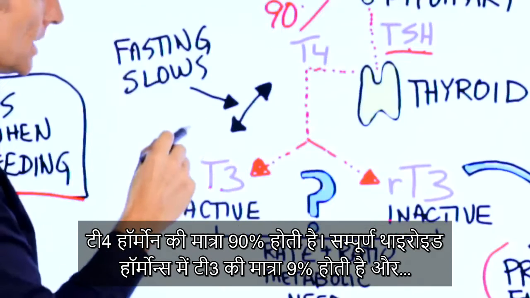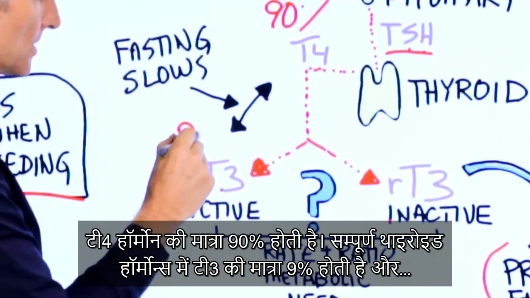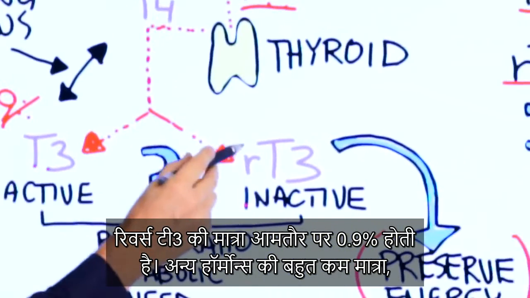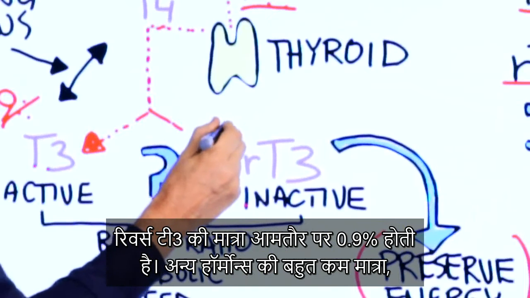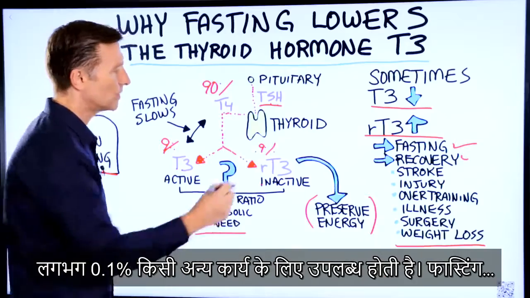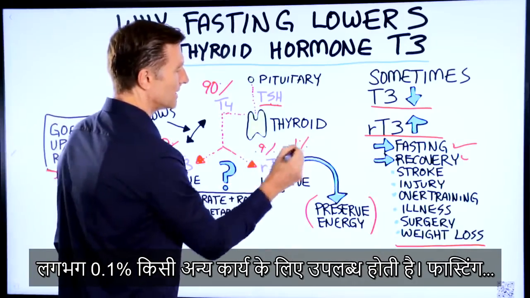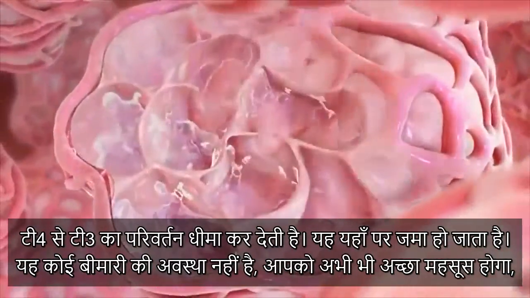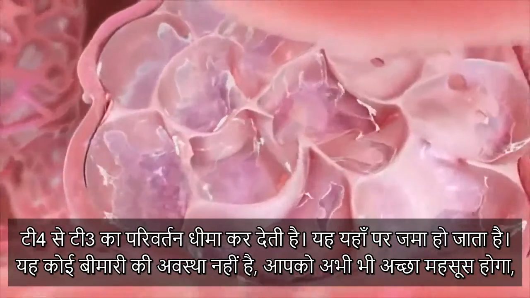One thing I want to show you is T4 usually represents 90% of all the thyroid hormones. T3 will represent about 9% of all the thyroid hormones, and reverse T3 usually represents about 0.9%. There's a very small amount of hormones, it's like 0.1, that is designated for something else, because fasting slows the conversion from T4 to T3, so it just dumps out over here.